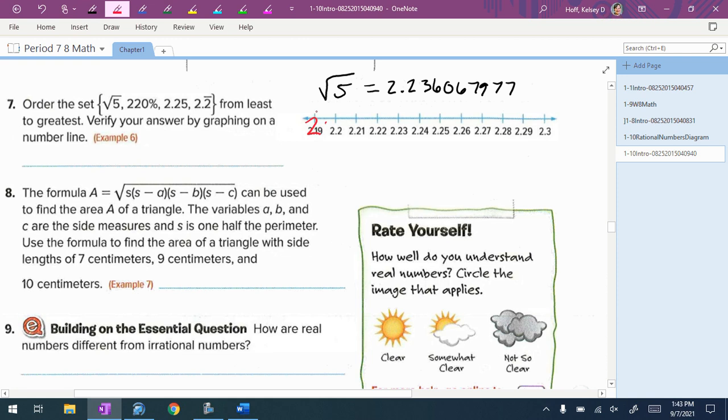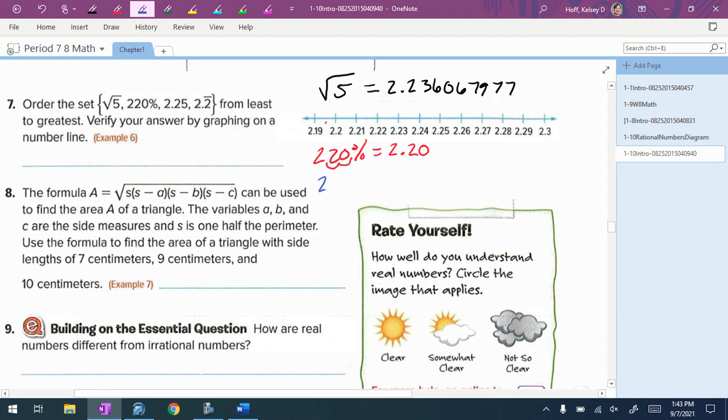220%. All of you should be writing this down. How do I change a percent to a decimal? Perfect. The decimal, if you don't see a decimal, it's always at the end. So he said after the 0, and you move it 2 to the left. So 220% is actually 2.20.